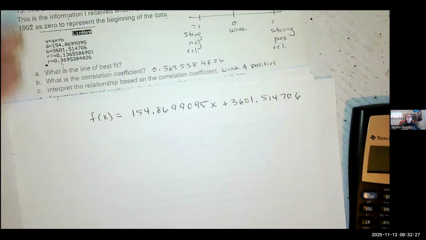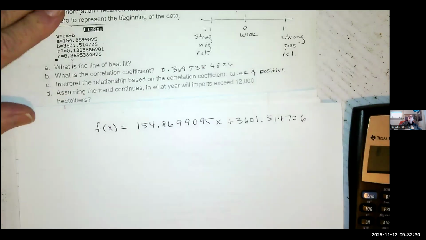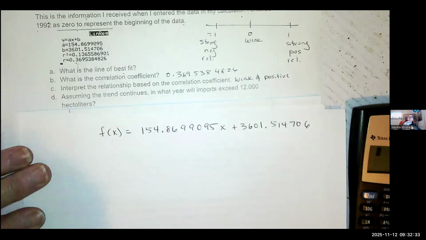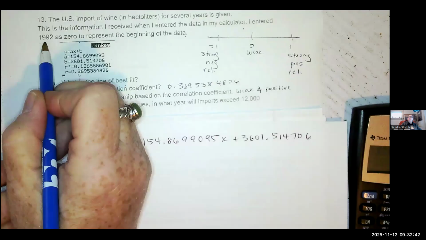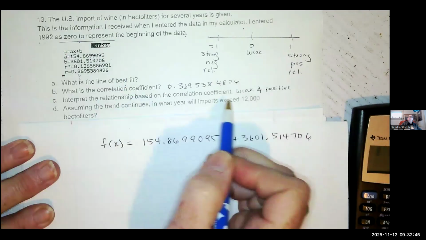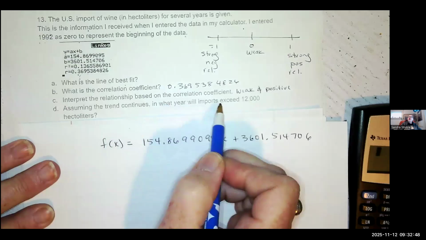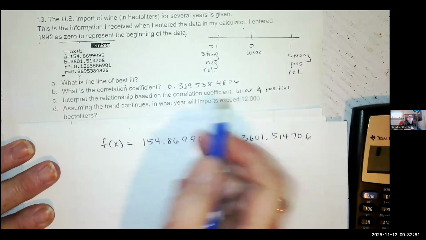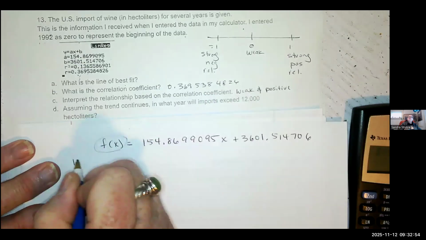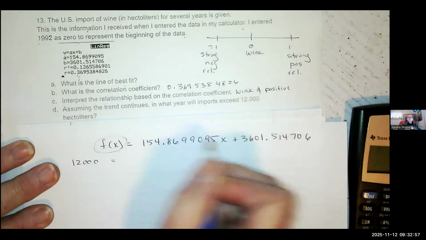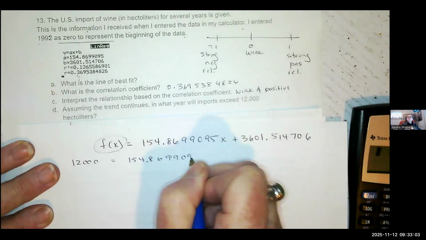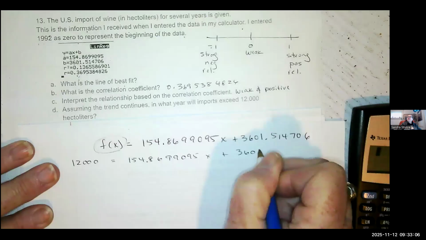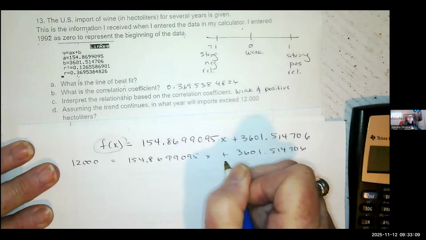Assuming the trend continues, in what year will imports exceed 12,000? Well, we need to know what the y-intercept or what the initial value was. The initial value was 1992, which was our 0. So we need to find out, okay, in what year did imports exceed 12,000? Well, this is going to be our f of x is 12,000. And we need to find the year. The years are always going to be time. Subtract this number from both sides.